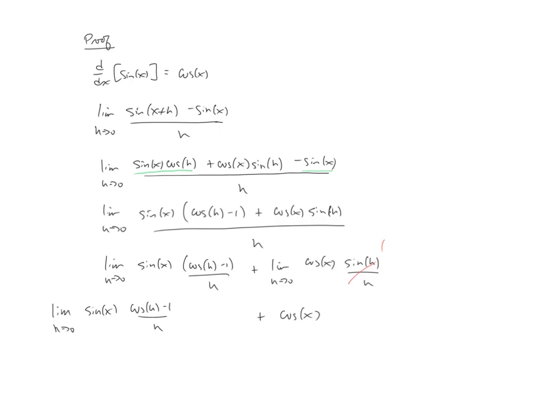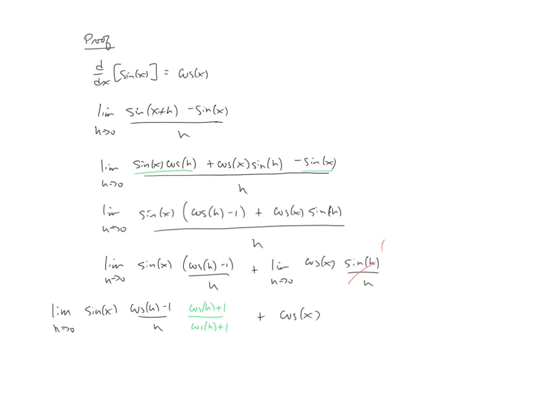And if you remember from your trig limits, the best way to manipulate this, noting that if you plug the 0 in you wouldn't get anywhere, right? You'd have an indeterminate form. The way to go is to multiply the top and the bottom by the conjugate, so cosine h plus 1 over cosine h plus 1.